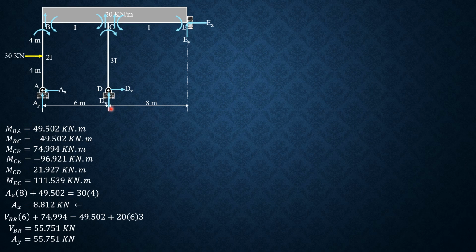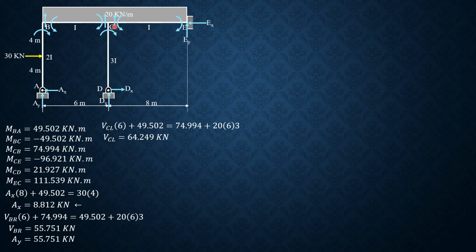Next, to solve for DY, we need shear at C just to the left and shear at C just to the right. So let's consider BC first. Summation moment B equals 0. Shear C left times 6 plus this moment BC, which is 49.502, equals this moment CB, 74.994, plus moment of the load 20 times 6 times 3. So shear at C just to the left is equal to 64.249 kilonewtons.